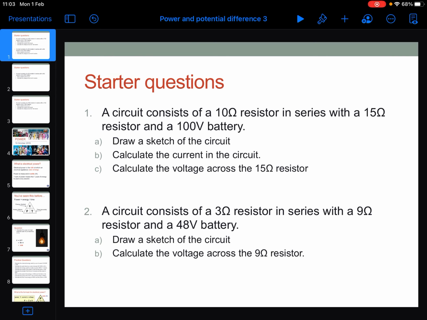Starting with some starter questions here based on the potential divider circuits that we did last time. So as I say, pause the video, please have a go at these questions, and then I shall go through the answers in a moment.